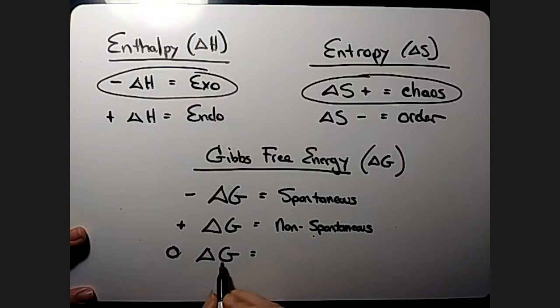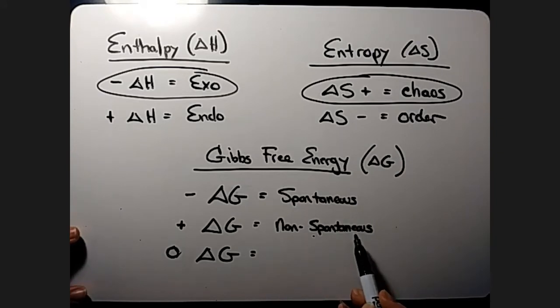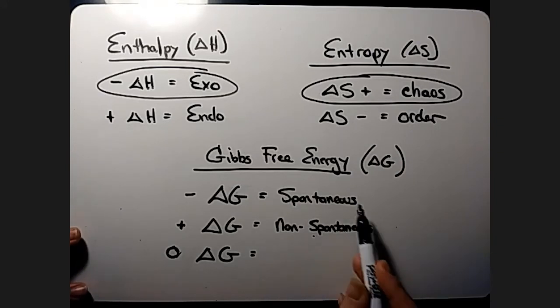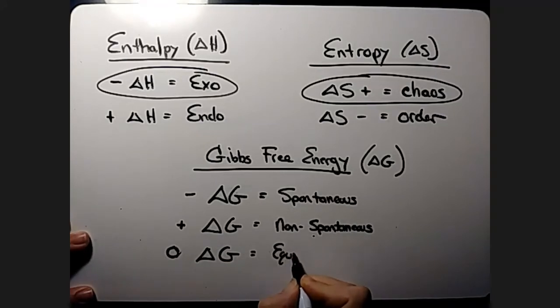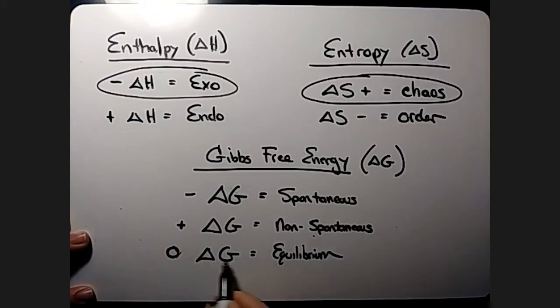And when delta G is 0, it's at this magical tipping point between being spontaneous and non-spontaneous. And there's only one very specific temperature at which this state will actually occur. Well, we're going to call this equilibrium. And this is going to be really extremely important for you to remember as we move forward with the remainder of our units in AP chemistry.